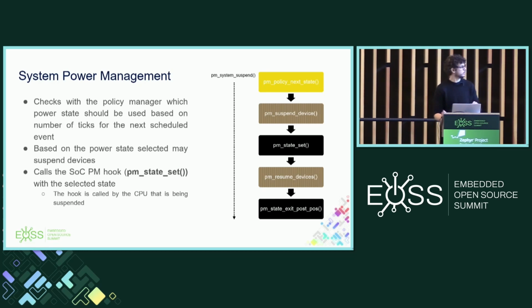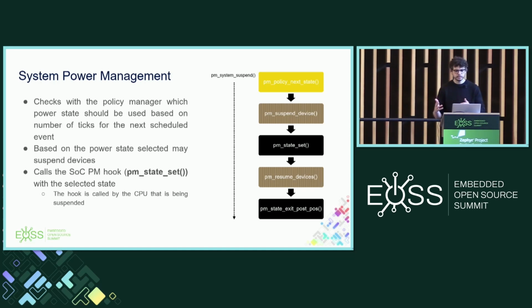This diagram on the left abstracts what the system power management basically does. In a nutshell, it checks with the policy manager which power state should be used, based on the amount of time to the next event. If the policy returns a state that is different from active or runtime idle, the devices are suspended.